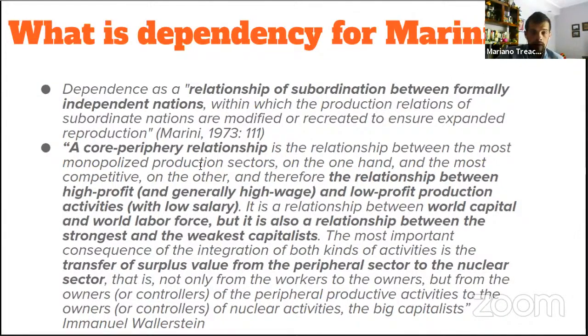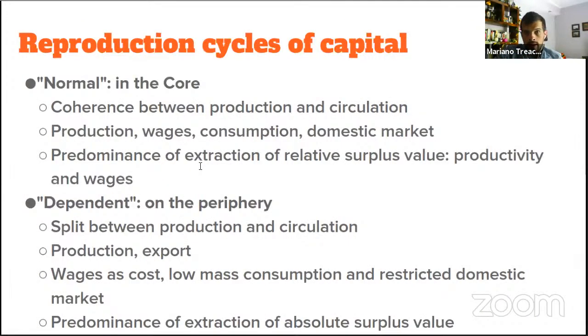We have a low salary labor force, and we have a productive structure controlled by external firms, by multinational firms. With this structure, the surplus value transfer will be the main topic in the dependency relations and the reproduction of these relations. So we have two types of reproduction cycles of capital, the normal in the core countries and the dependent in the periphery, according to Marini's views on industrial capitalism in the 20th century.